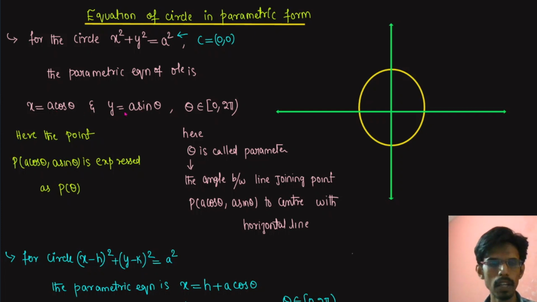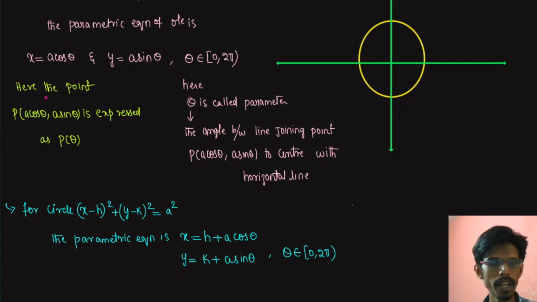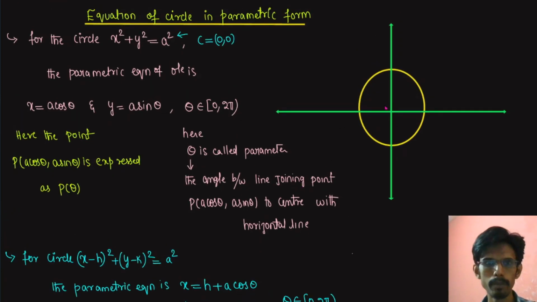These two x and y values collectively represent a point on the periphery of the circle, that is the point P of a cos theta comma a sin theta, expressed as P of theta in short. Here theta belongs to 0 to 2 pi, complete one revolution, so it includes 0 but not 2 pi. So theta can be anything between this range. Here theta is called parameter, that is the angle between the line joining the point on the periphery to center with the horizontal line. Let me show it here.